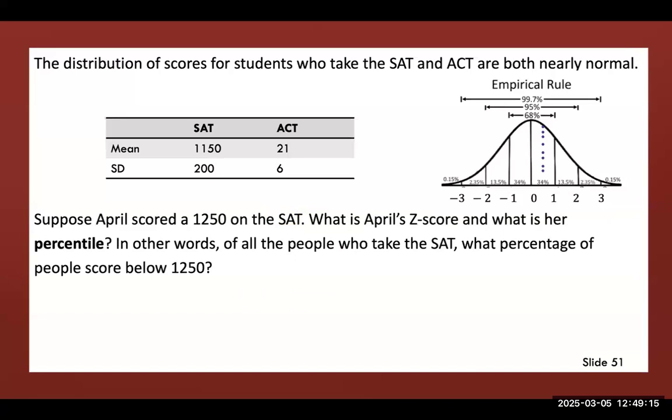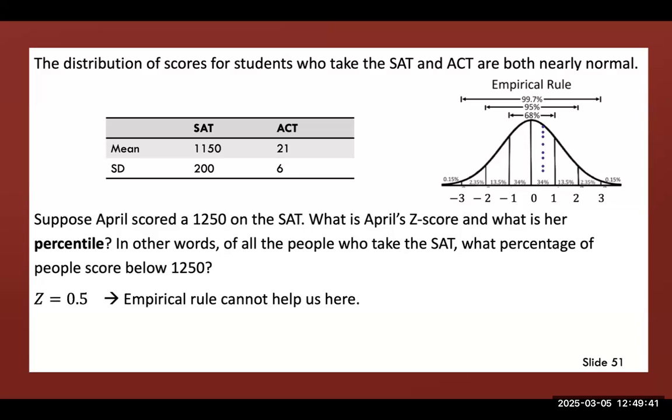In order to get to 1250, we take the mean, which is 1150, and we add half a standard deviation. Her Z-score is the number of standard deviations we add or subtract from the mean. If we add, the Z-score is positive. If we subtract, the Z-score is negative. Since we add half a standard deviation, her Z-score is 0.5.